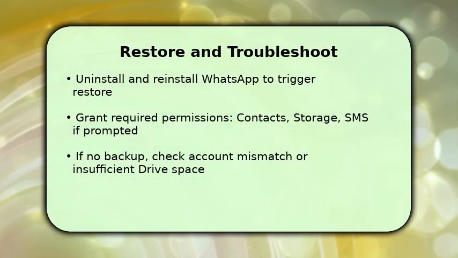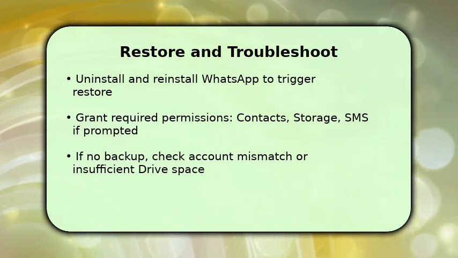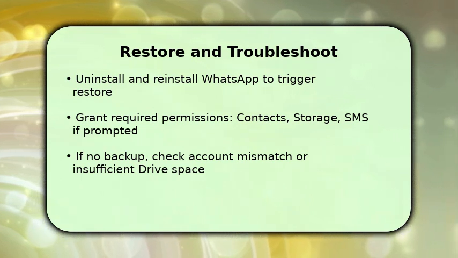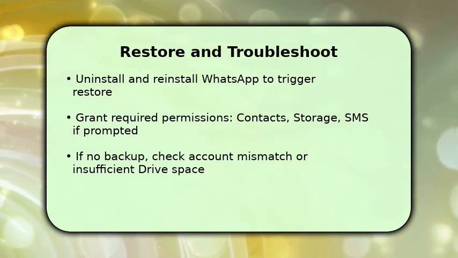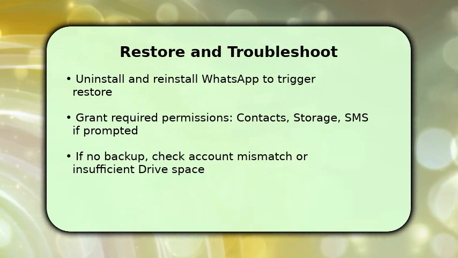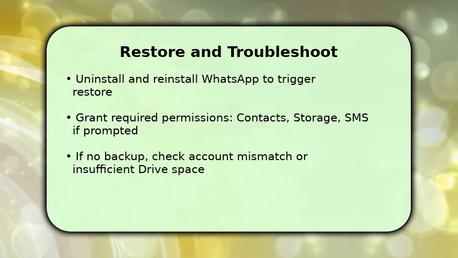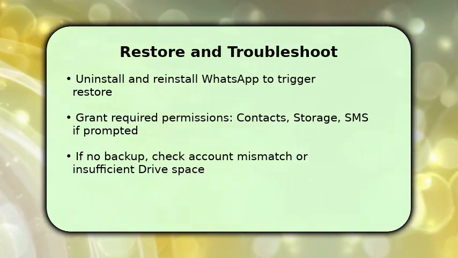To restore, install WhatsApp and verify your phone number. When prompted, tap Restore to pull messages and media from Google Drive. Make sure you grant permissions for storage and contacts so the app can write files and map chats. Once the restore finishes, tap Next and allow media to load. Large backups can take time.